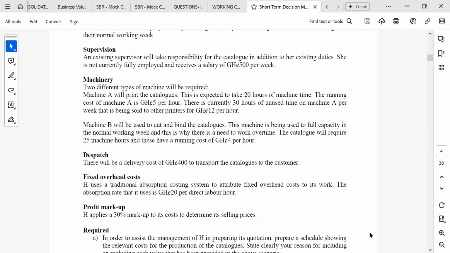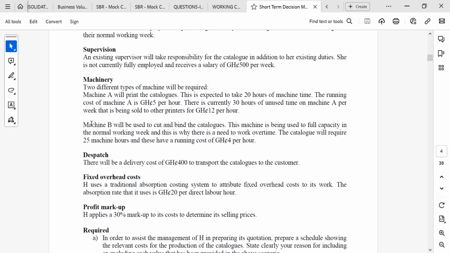Machine B requires 25 machine hours at a running cost of 4 cedis per hour. So the relevant cost is 100 cedis. Machine B will be used to cut and bind the catalog.